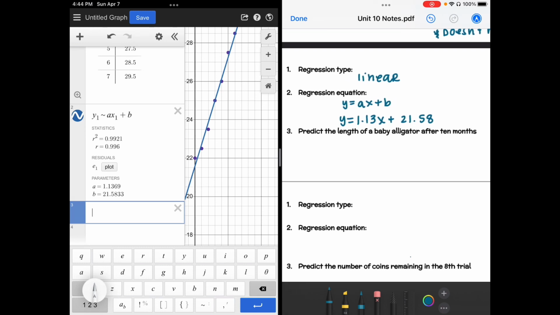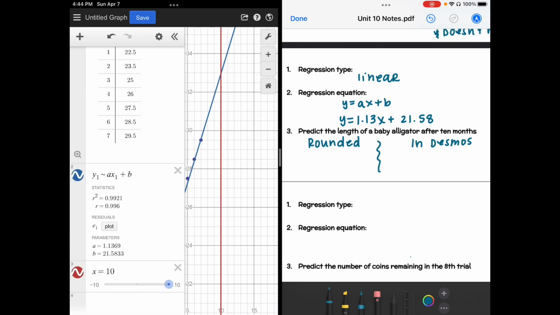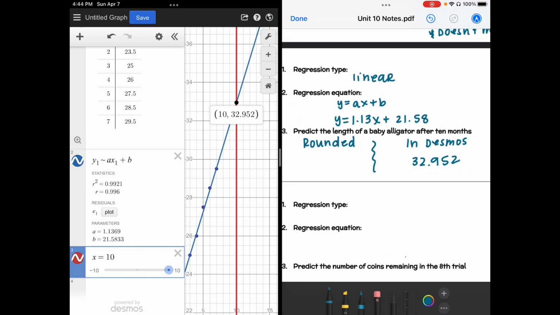So let's do, again, the rounded equation, and we're going to do just in Desmos. And we're going to see if there's a huge difference. But just remember that based on the question, that's what's important. So predict the length after 10 months. So we're going to type in x equals 10. We're going to go, and we have 32.952. And I think it's in inches. So we're going to put inches.